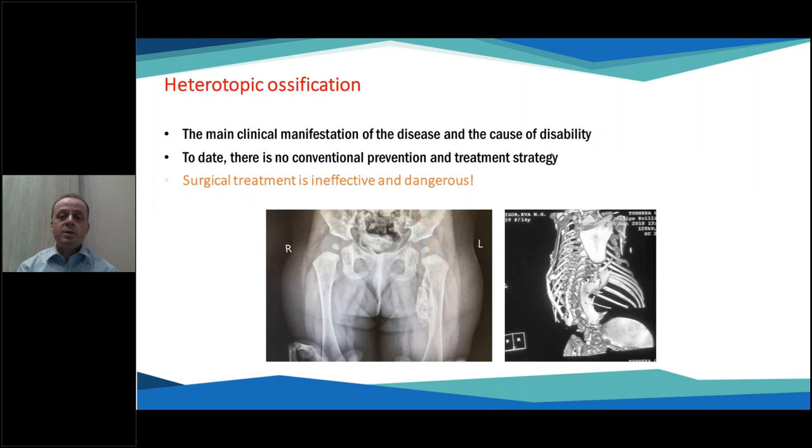Heterotopic ossification is the most distinctive part of the clinical spectrum of FOP, of course.